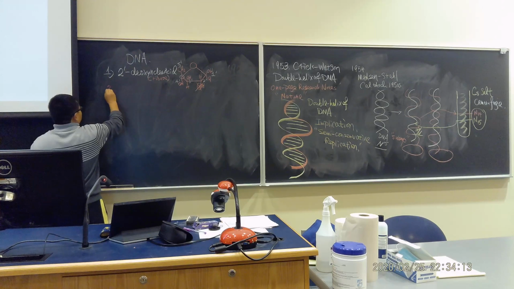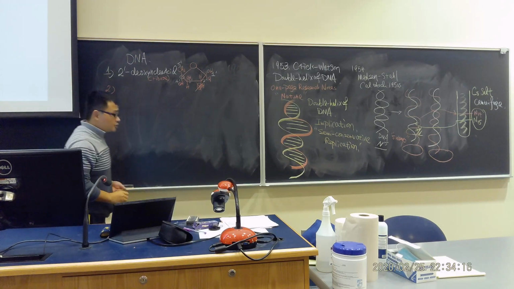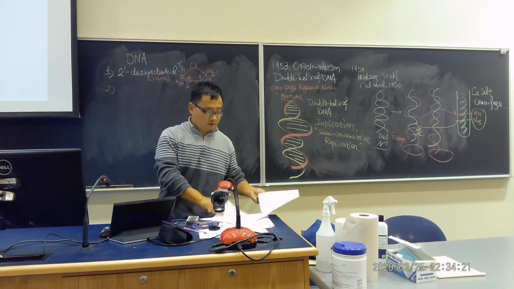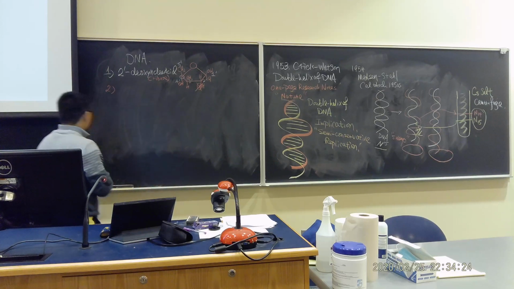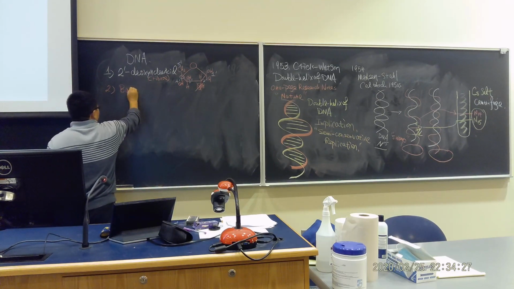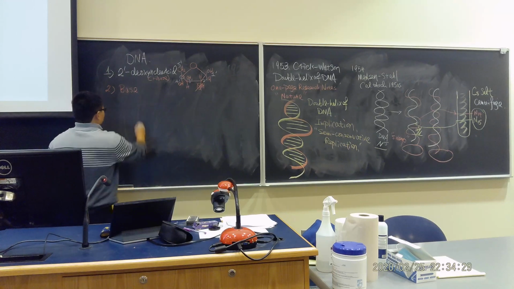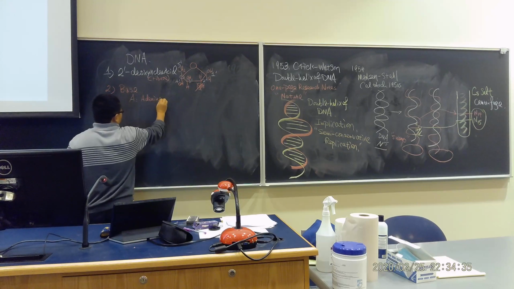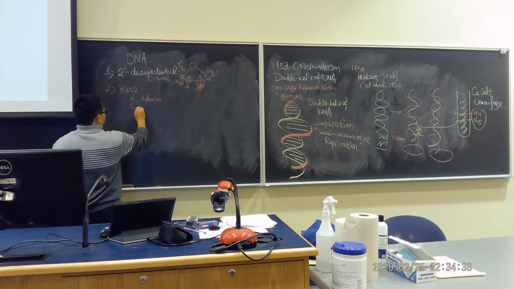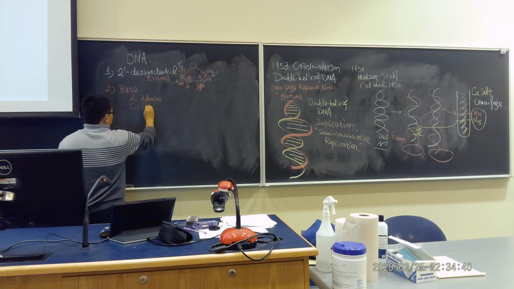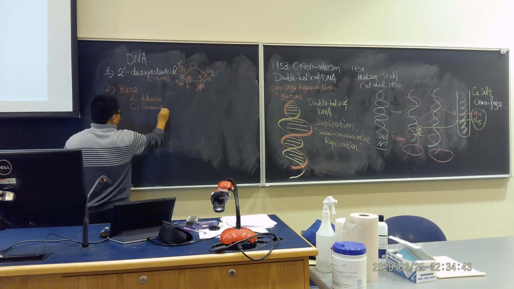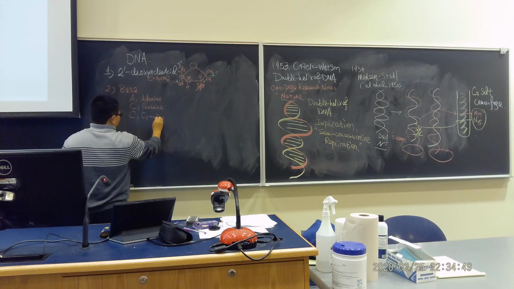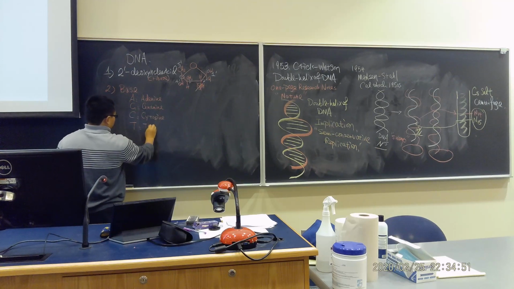Second thing we want to mention. What are the bases of DNA? Do you know the bases of DNA? What are those bases? What is A? Adenine. Okay. What is G? Guanine. What is C? Cytosine. What is T? Thymine.